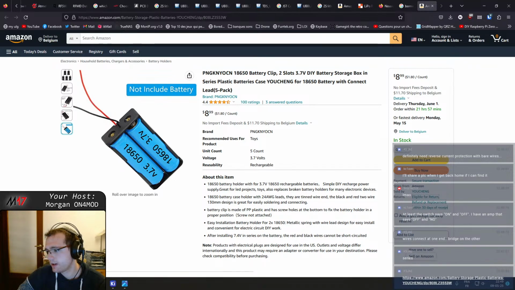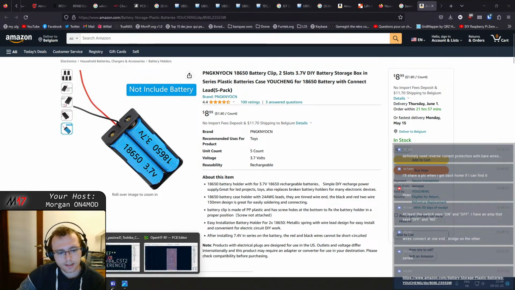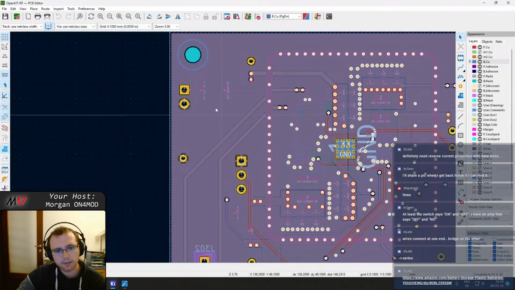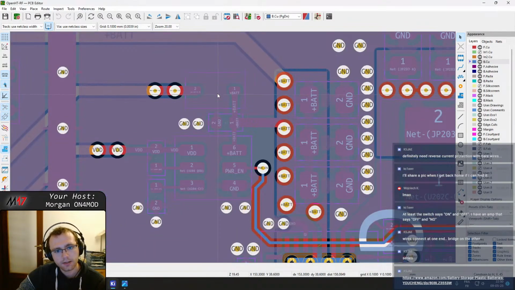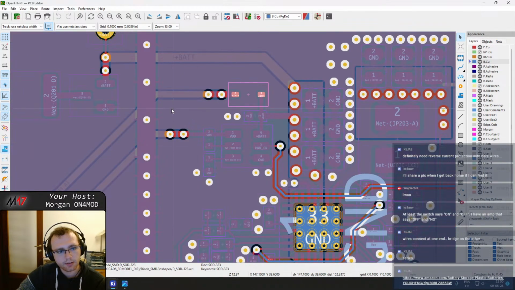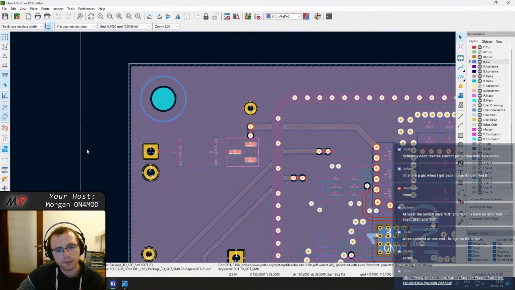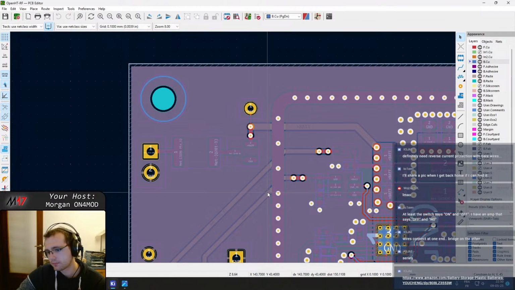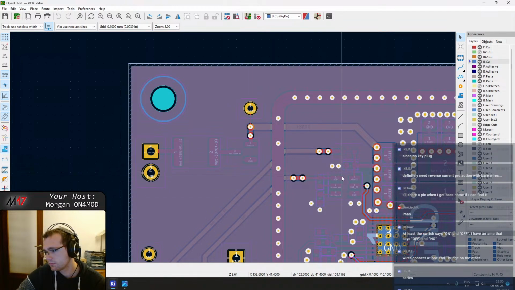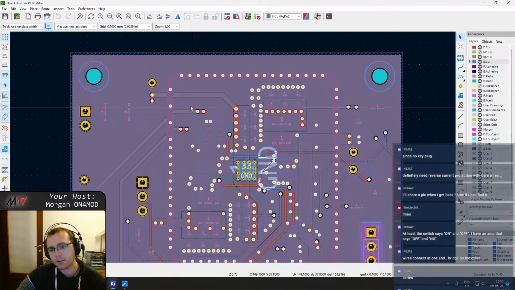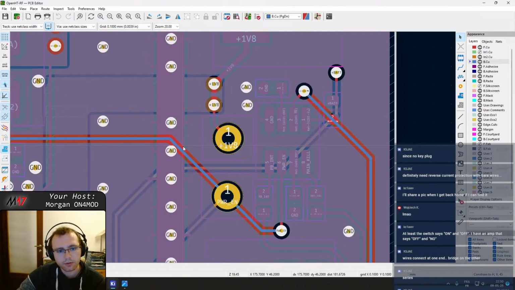Reverse current protection with bare wires. What do you mean? We already have a reverse polarity protection, so that's placed on the board already. I did that a few days ago. Where is it? Yeah, it's that one. That's the PMOSFET that's protecting it. Yeah, no key. Yeah, of course. If it's bare wire, we have no keys or anything like that.